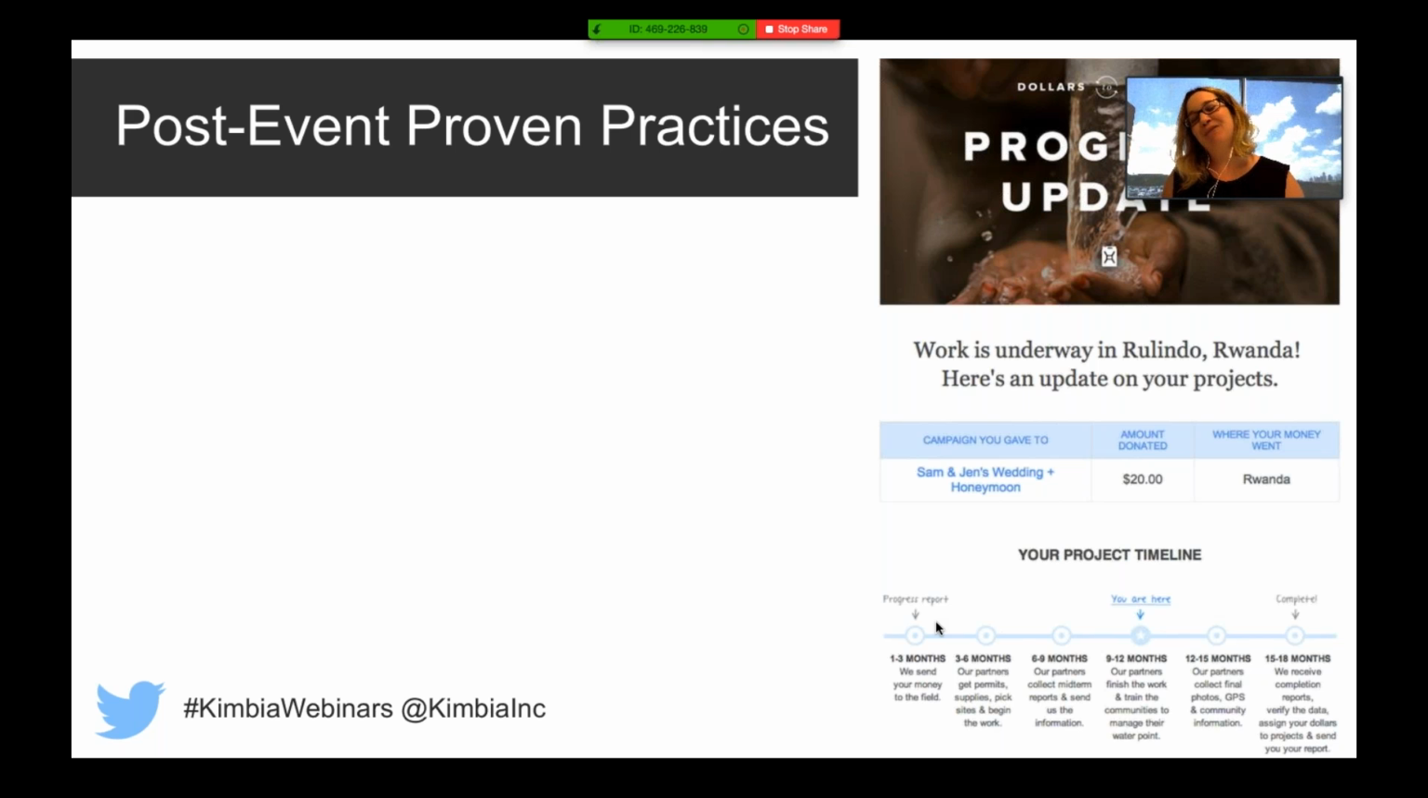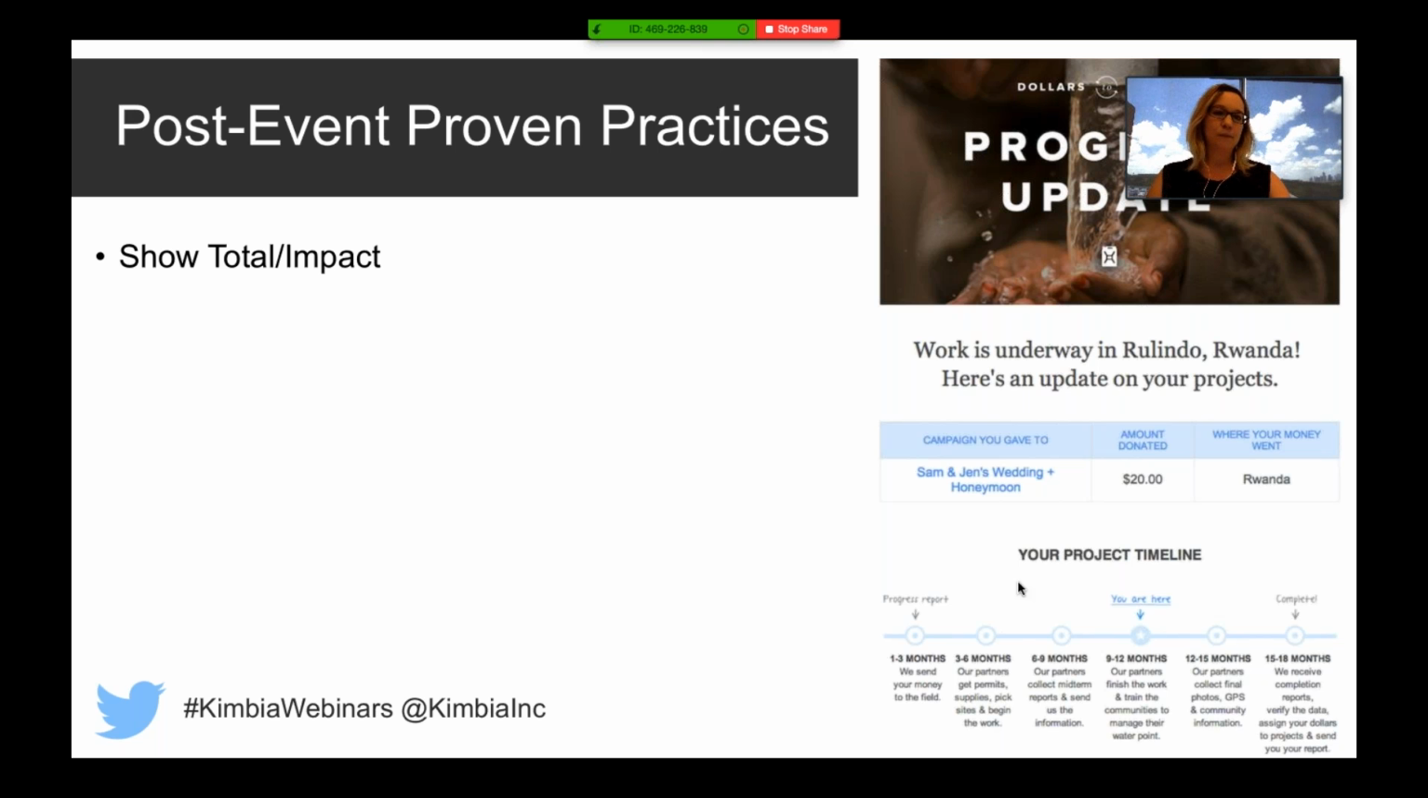All right. So let's talk about post-event proven practices, because again, I think of post-event activity as very, very important. On the day of your event, you've got a lot going on. So when it comes to post-event, you want to show the total and you want to show impact. Not just the dollars raised or the number of gifts, but the actual impact that those dollars and those gifts are making.